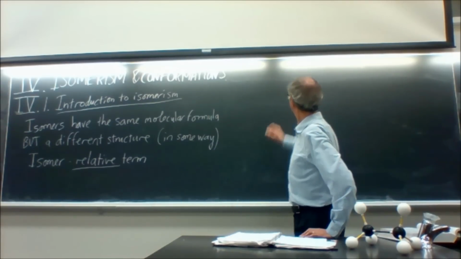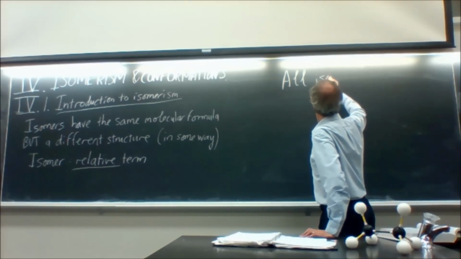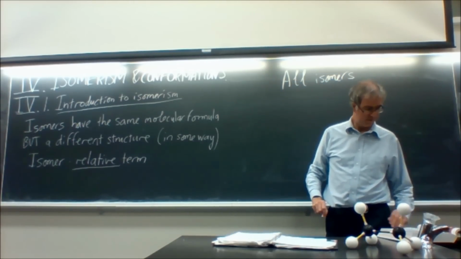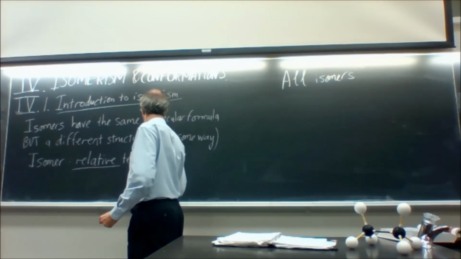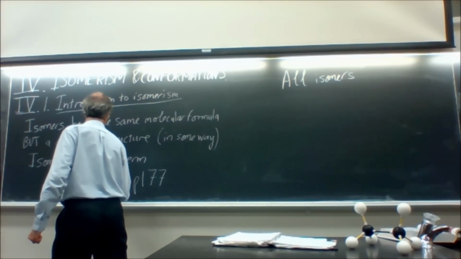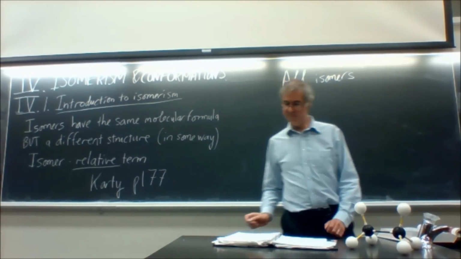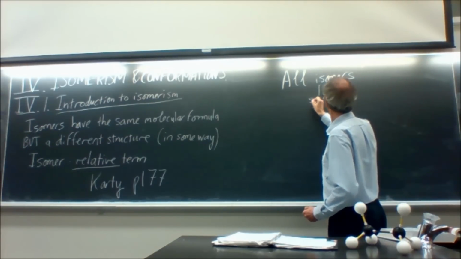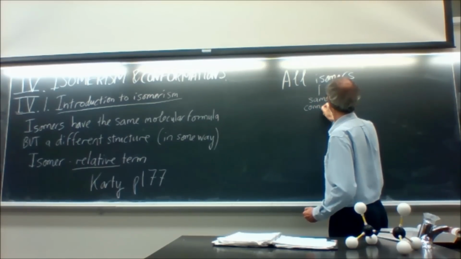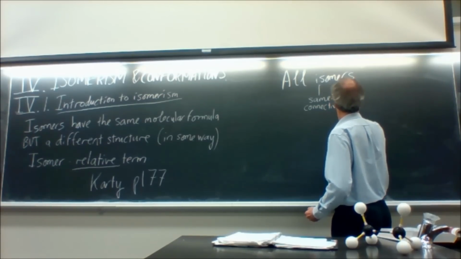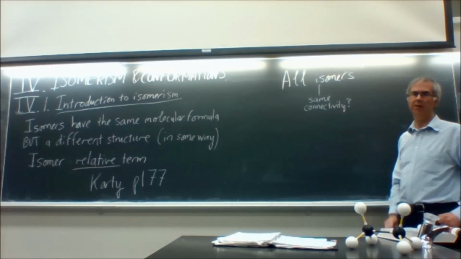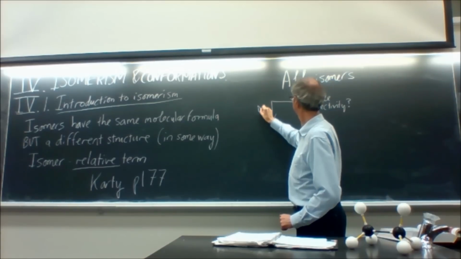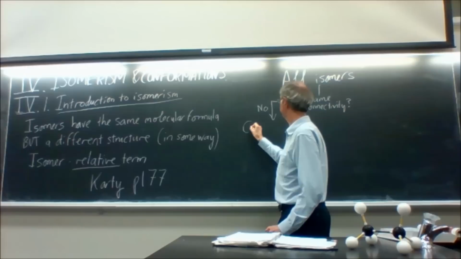So let's look at all the different types of isomer. And the book covers this on page 177. So, first of all, we want to ask, are the atoms connected the same way? That's the most fundamental comparison we can make. If they're connected differently, then we call these constitutional isomers.